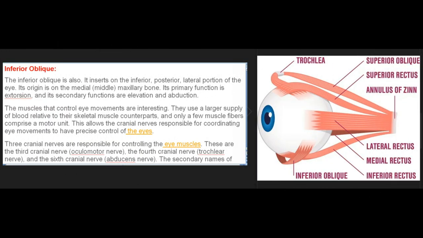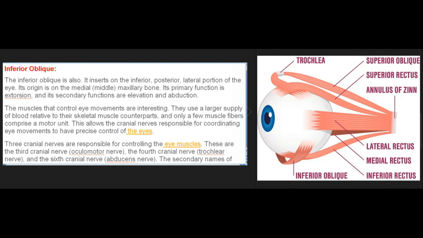Inferior oblique. The inferior oblique is also unique. It inserts on the inferior, posterior, lateral portion of the eye. Its origin is on the medial, middle, maxillary bone. Its primary function is extorsion, and its secondary functions are elevation and abduction.